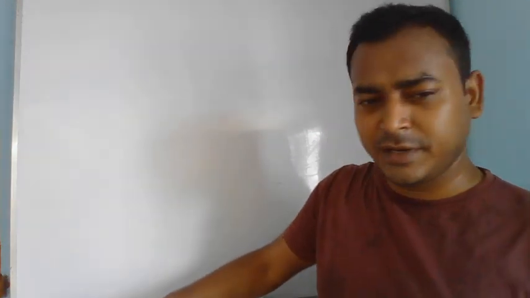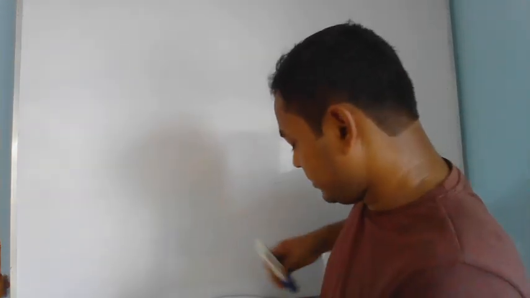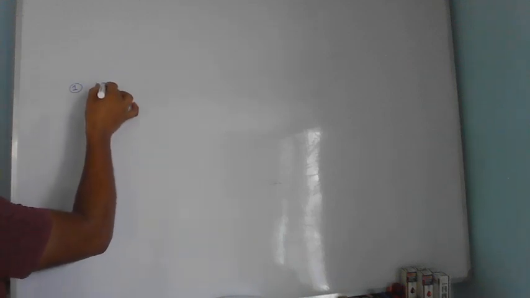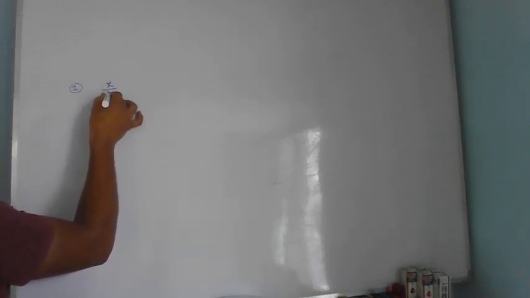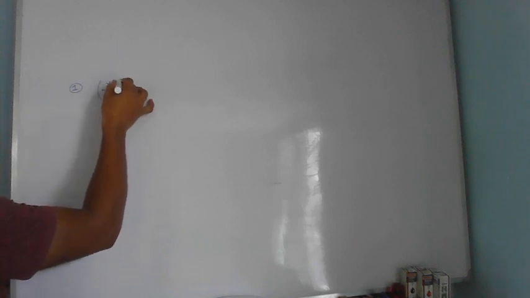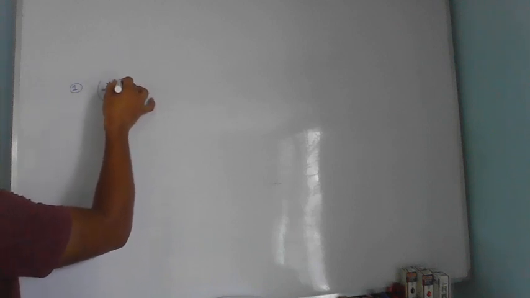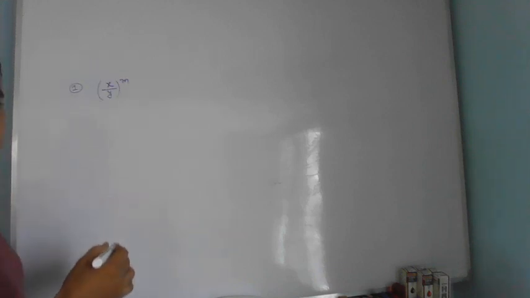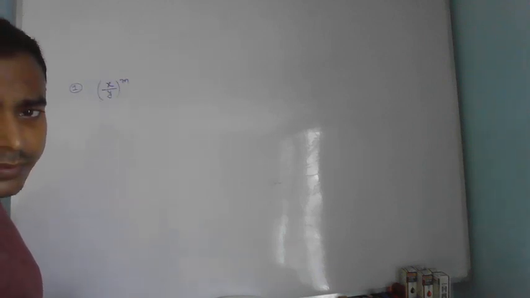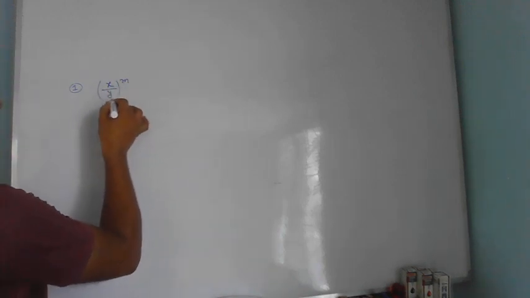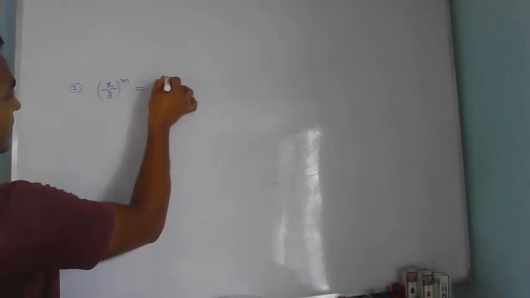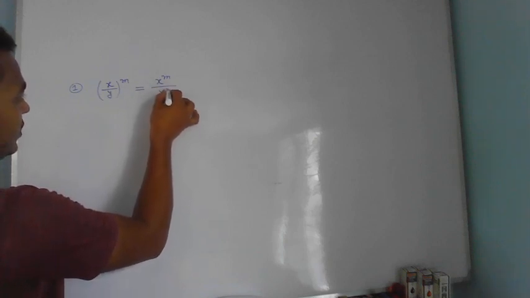Let me summarize the last lecture. We discussed the formulas one by one, and you have to write them one by one, beta. So now, first of all, the first one: say x and y be any variable or any number, and if x divided by y whole to the power m, then it is written as x to the power m divided by y to the power m.